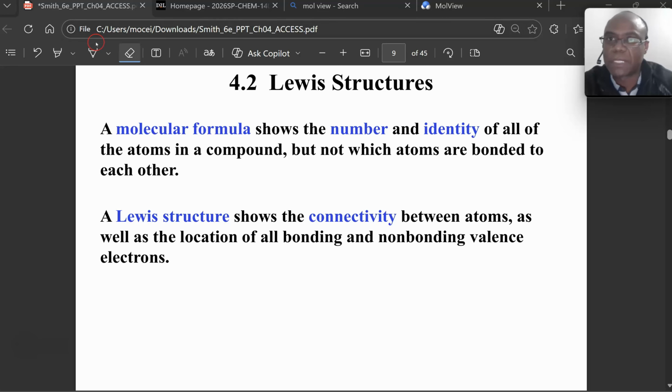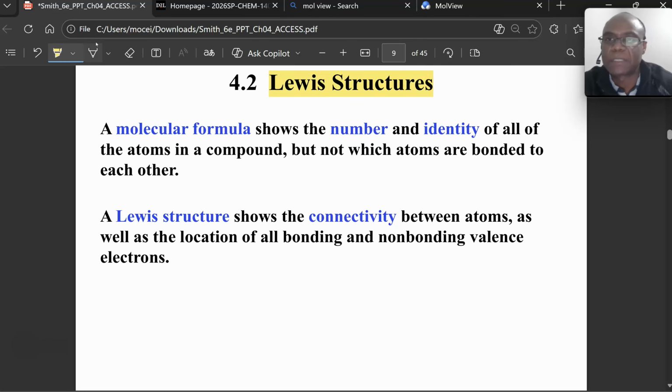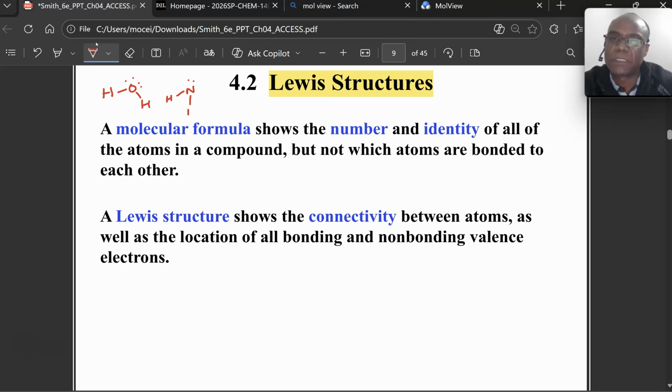Now let us talk about Lewis structures. In this section, the learning objective will be drawing of Lewis structures. Generally, we are going to explain how these molecules were drawn in the very beginning. For example, water looks like that. Ammonia would be trigonal pyramidal, and so forth. CO2 is linear. So these are what we call Lewis structures.